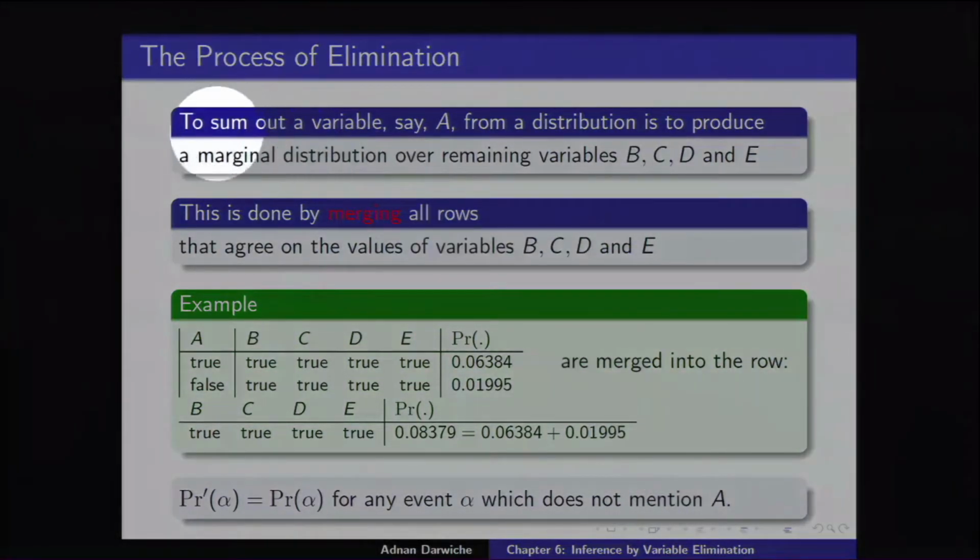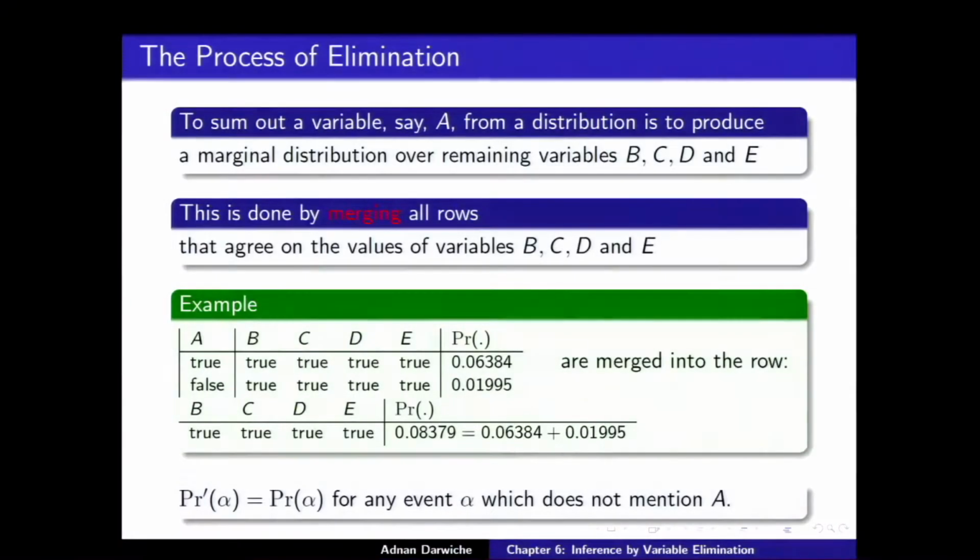So to sum out a variable, say A, from a distribution is to produce a marginal distribution over the remaining variables. And look how we do it visually. You look at those rows that agree on every other variable but A. In this case, because all of the variables are binary, there are only 2 rows for this particular instantiation: true, true, true, true, true, and A varies, true, false. And we simply merge these two rows. How do we merge them? We add up these two numbers, and we drop the reference to A. That's what we did. We take these two rows and turn them into that single row.